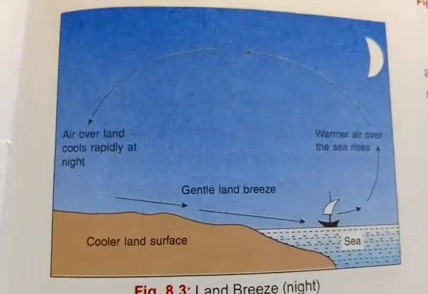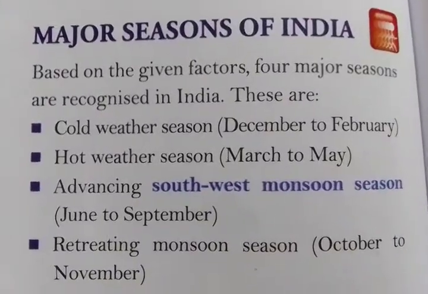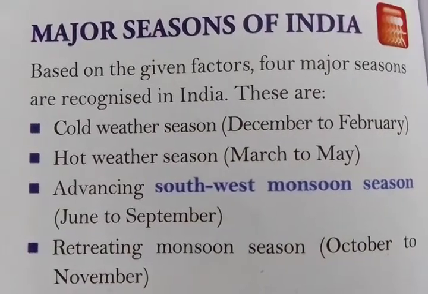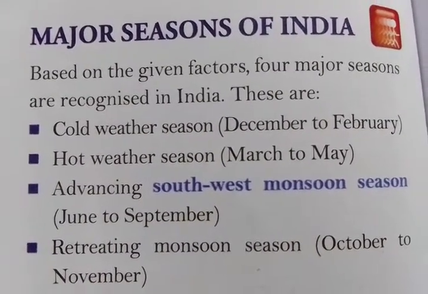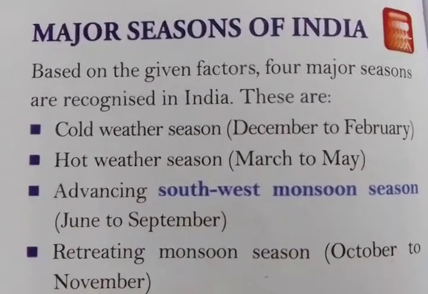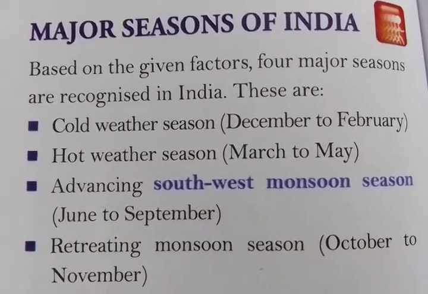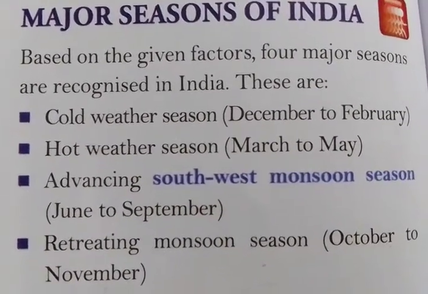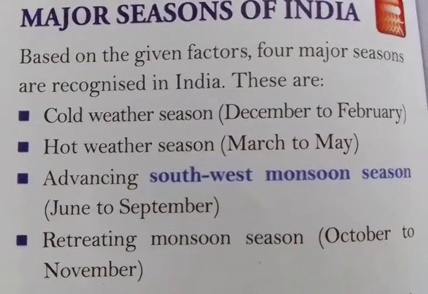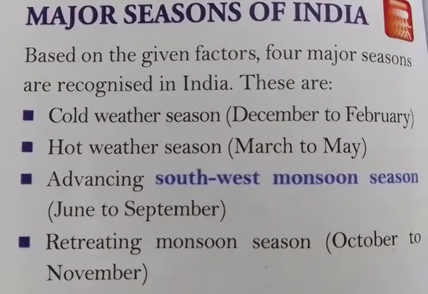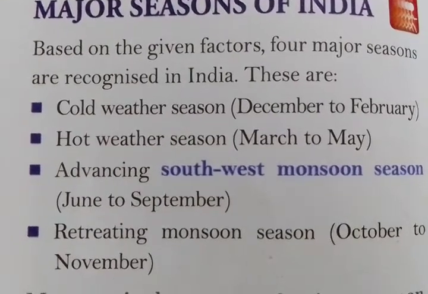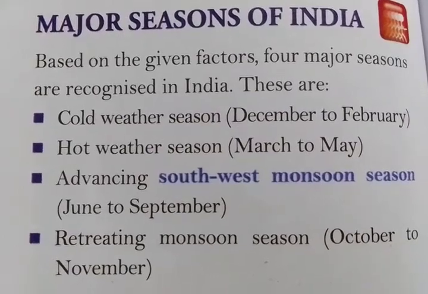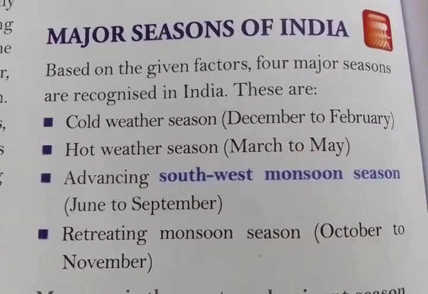Okay? Now, the major seasons of India. Considering the variations in air temperature, rainfall and air current, India experiences 4 seasons, namely cold weather season or winter season, December to February; then hot weather season or summer season, March to May; advancing southwest monsoon season or rainy season, from June to September; and retreating monsoon season, from October to November. Okay? And now, firstly, the winter season in India.